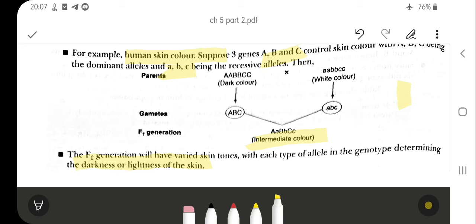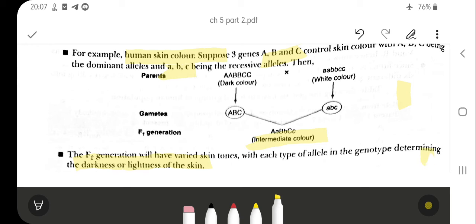If it is A capital, B capital, C capital, one C small, the color is different. If both the C are small, then there will be another tone of the color. If intermediate is there only, we have already discussed the intermediate colors. So here we have small a, small b, and both the C capital. Again, the tone of the skin will be different. So in this way, we will have various skin tones, with each type of allele in the genotype determining the darkness or lightness of the skin.